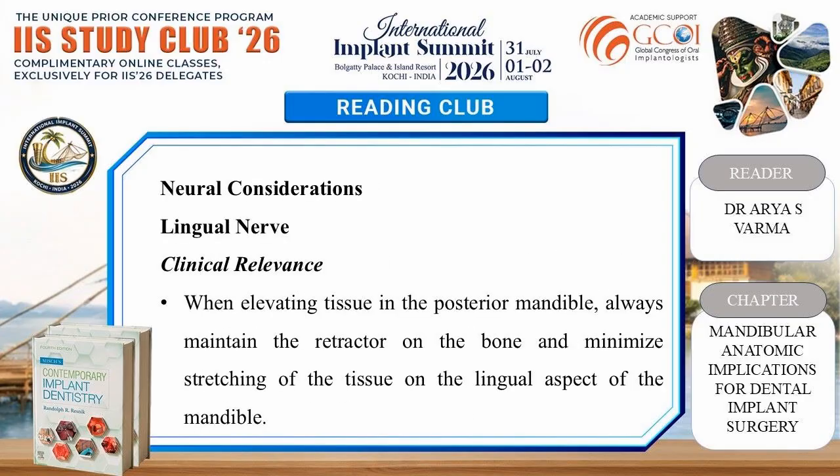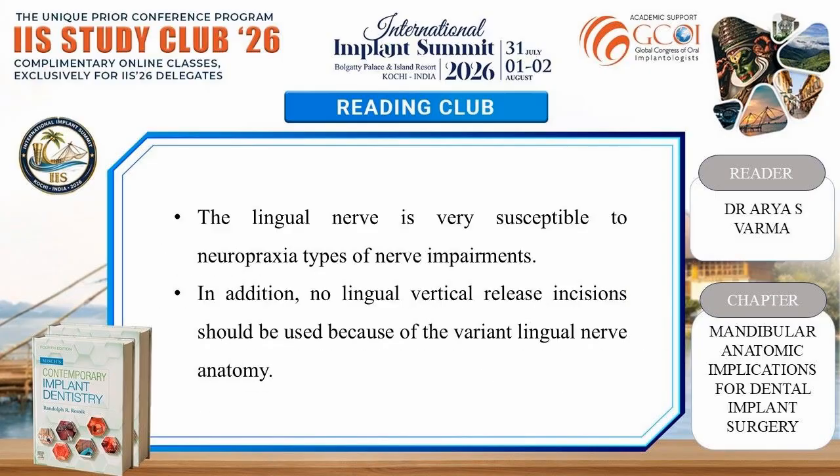Neural considerations. Lingual nerve. Clinical relevance. When elevating tissue in the posterior mandible, always maintain the retractor on the bone and minimize stretching of tissues on the lingual aspect of the mandible. The lingual nerve is very susceptible to neuropraxia types of nerve impairments. In addition, no lingual vertical release incisions should be used because of the variant lingual nerve anatomy.